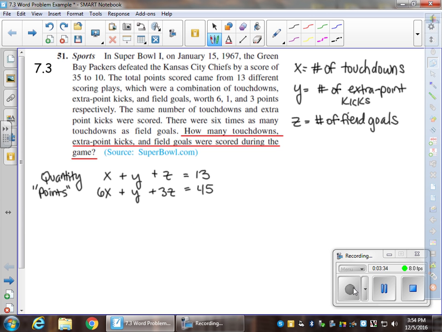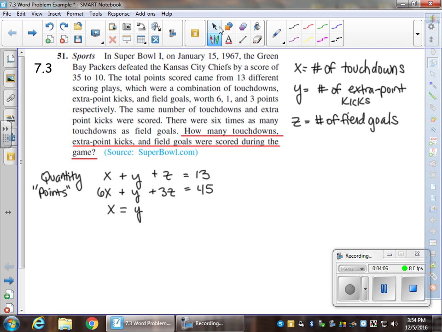What else do I know? Well, there are two more pieces of information. They're just not as obvious with how we're going to create the equations. The first part is right here. The same number of touchdowns and extra point kicks were scored. So touchdowns, that's x. Extra point kicks, that's y. Well, let's play around with this. x and y, they're the same.